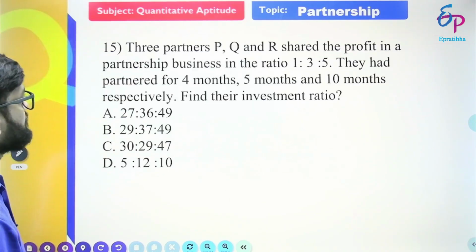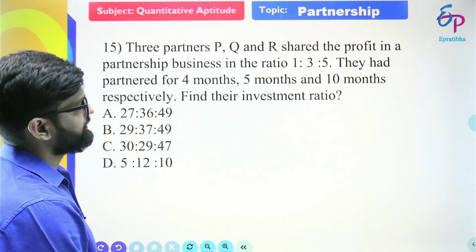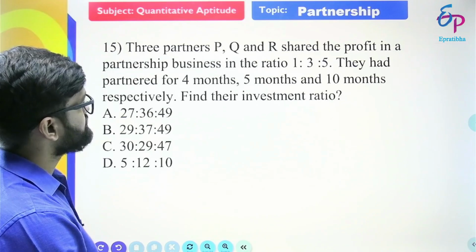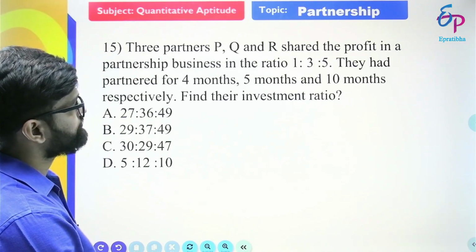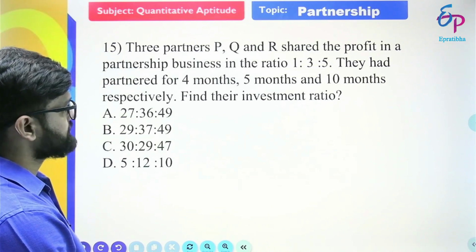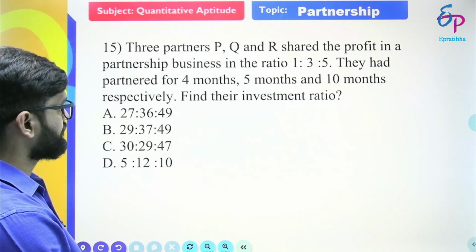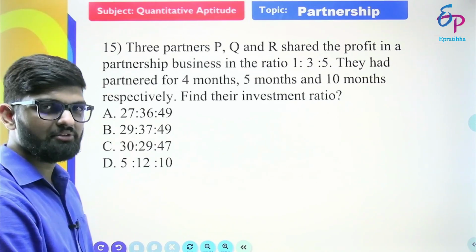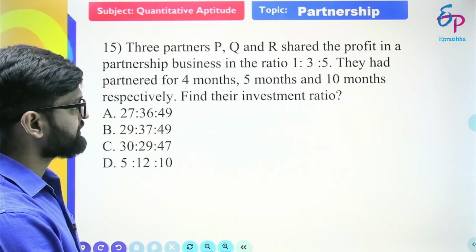Next, 3 partners P, Q, R shared a profit in the partnership business in the ratio 1:3:5. They had partnered for 4 months, 5 months and 10 months respectively. Find the investment ratio. I will tell you the lengthy method, I will tell you the shortcut method as well.